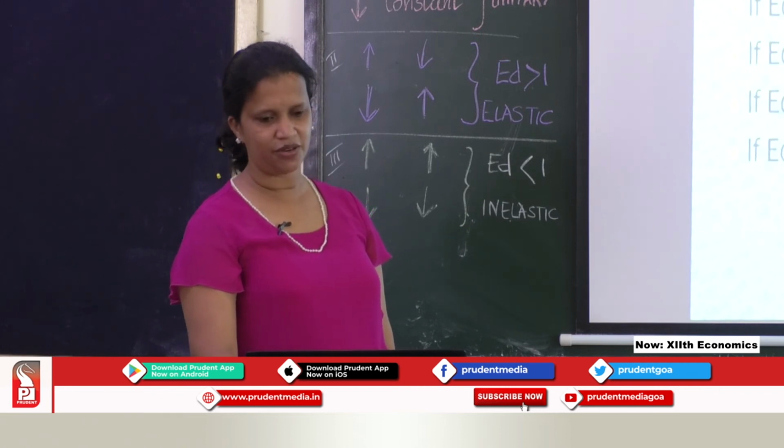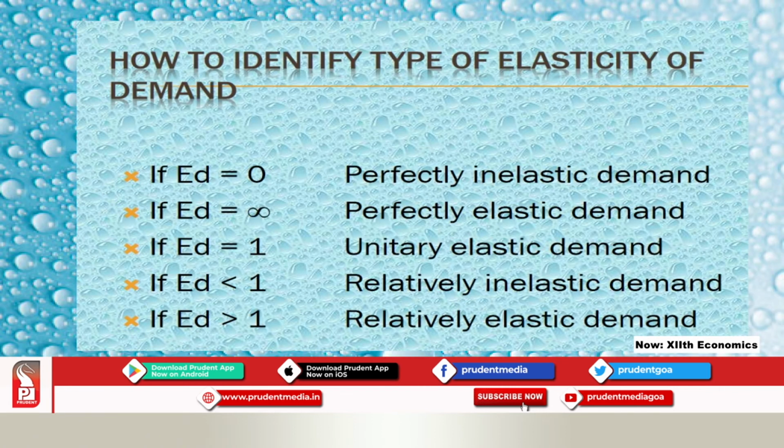Clear? Okay. So if you get the value of ED in any of these categories, then you will have to write what is the type of elasticity. For example, after calculating the numbers, you get value of ED as 0. Therefore you have to say perfectly inelastic demand. If you get a number which is infinite, in that case it will be perfectly elastic demand. If it's 1, unitary elastic demand. If it's less than 1, relatively inelastic demand. And if it's a number which is greater than 1, 2, 3, 4, any number, then it is relatively elastic demand.